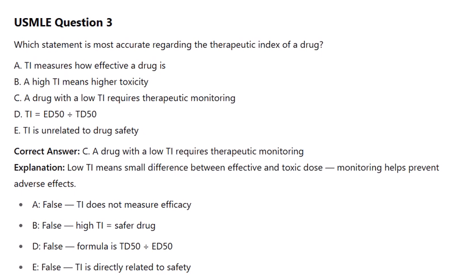Correct answer, C. A drug with a low TI requires therapeutic monitoring. Explanation: low TI means a small difference between effective and toxic dose. Monitoring helps prevent adverse effects. A. False. TI does not measure efficacy. B. False. High TI equals safer drug. D. False. Formula is TD50 over ED50. E. False. TI is directly related to safety.